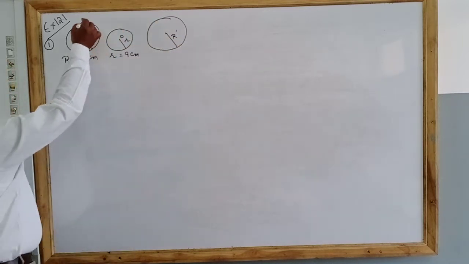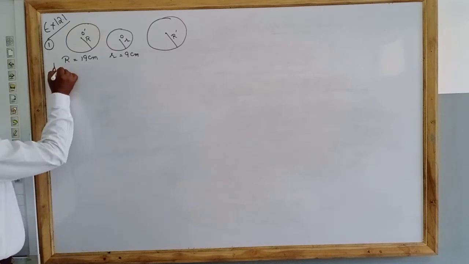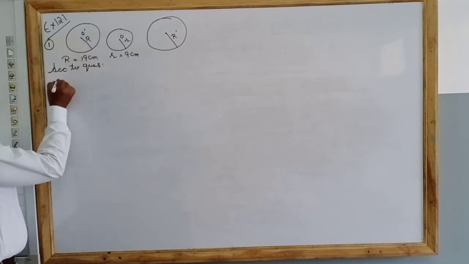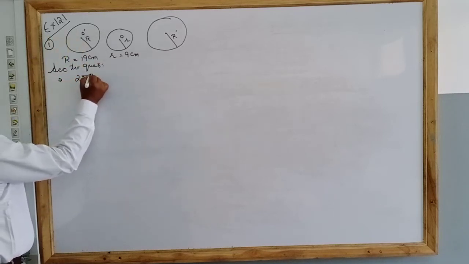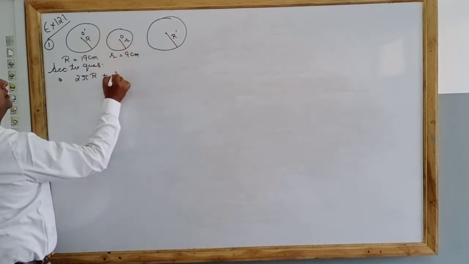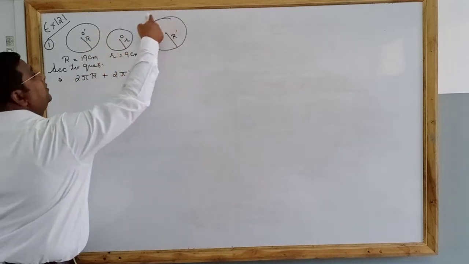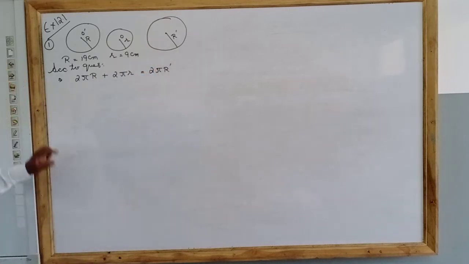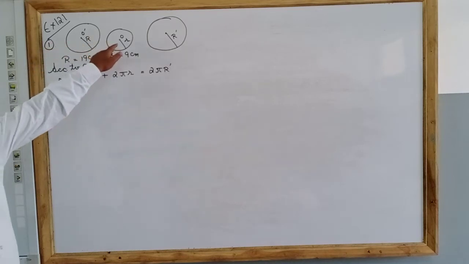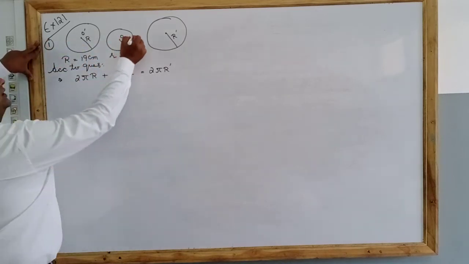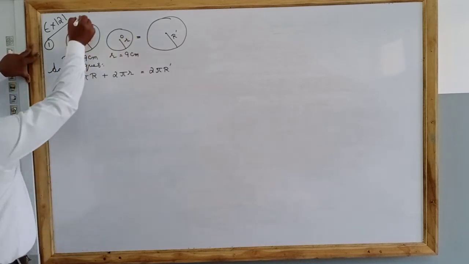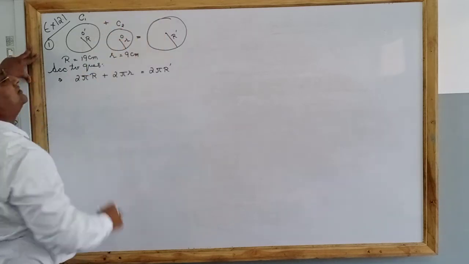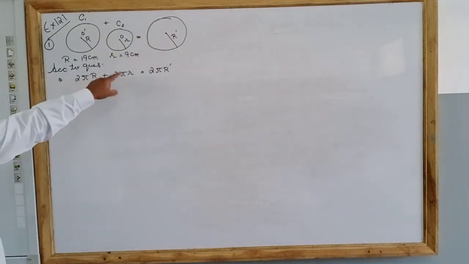So we know the formula for circumference of circle. According to the question, circumference of the first, that is 2 pi capital R, plus circumference of the smaller one, 2 pi small r, is equal to circumference of the new one, 2 pi r dash. C1 plus C2, the sum of the two, is equal to the third circumference. Circumference of the bigger plus circumference of the smaller.